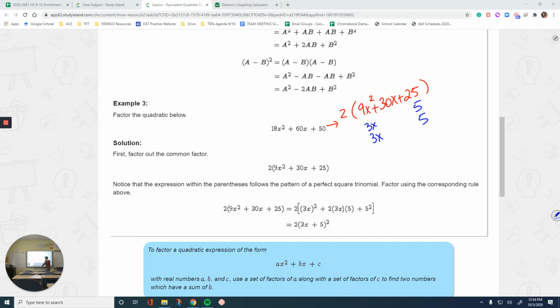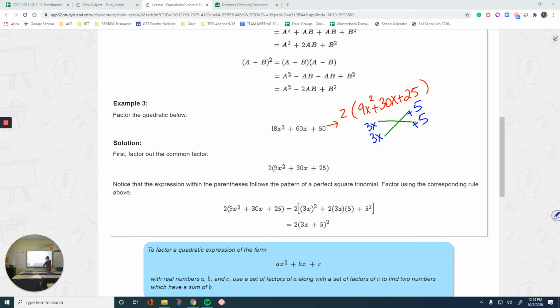And then I do cross multiplication to see if I can end up with the term in the middle. 3x times, these are positive, because I want to end up with positive 25. I could also use negative 5, negative 5. When I multiply two negatives, they'll become positive anyways. But let's first test out the positives, okay? Instead of testing out a negative number.